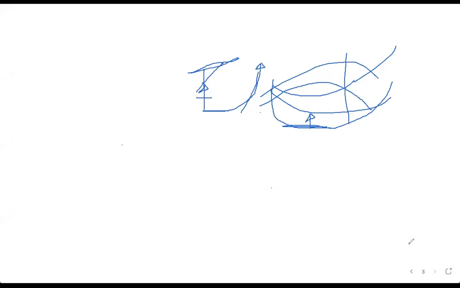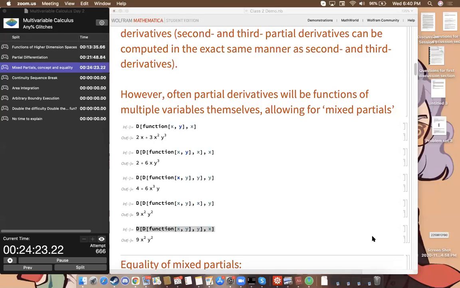If you're in a two-dimensional space, abstractly you can think there are 4 different second derivatives that exist, right? The second derivative with respect to x, the second derivative with respect to y, the derivative of x with respect to y, and then the derivative of y with respect to x. So you have these cross terms.